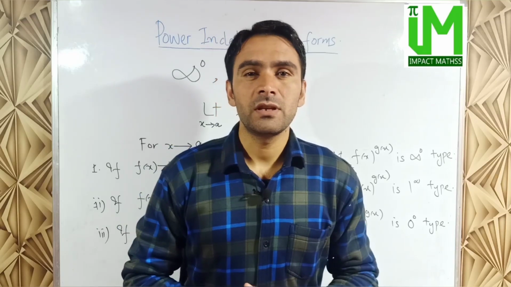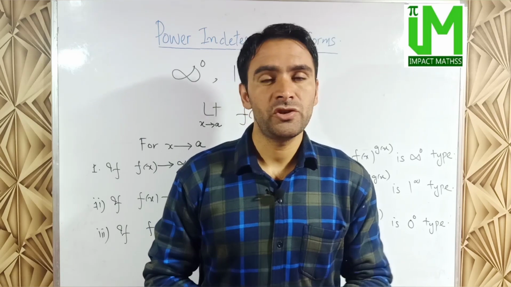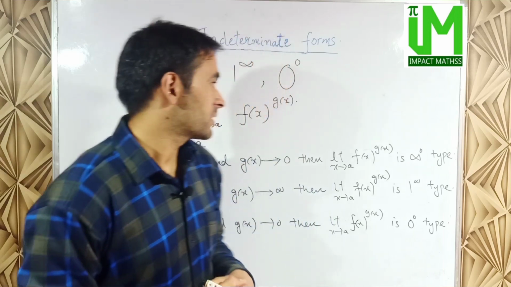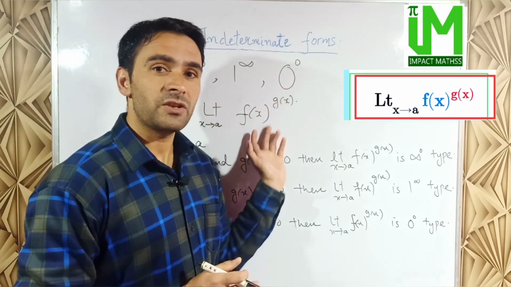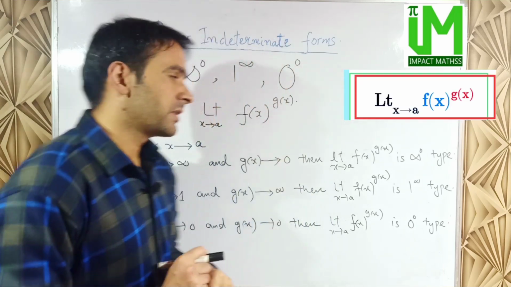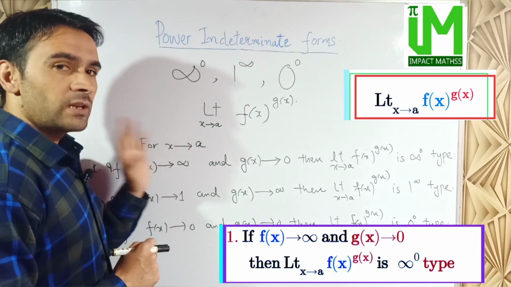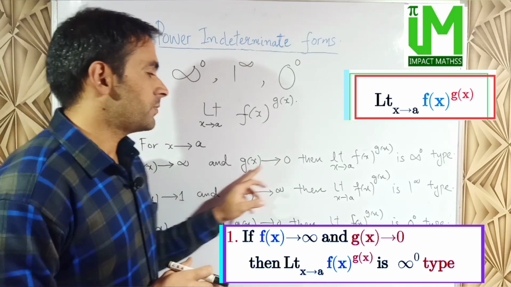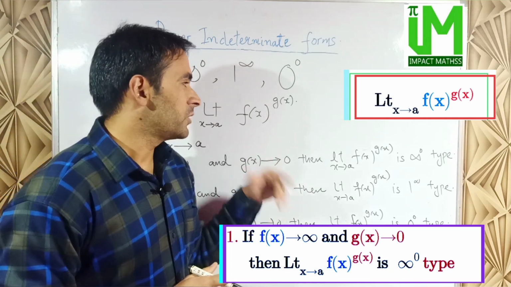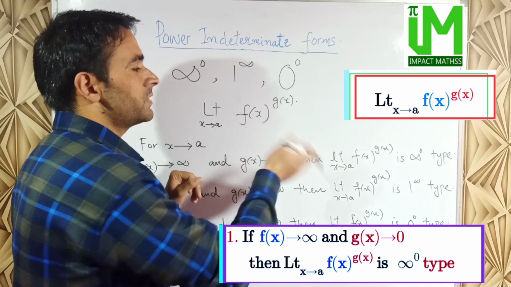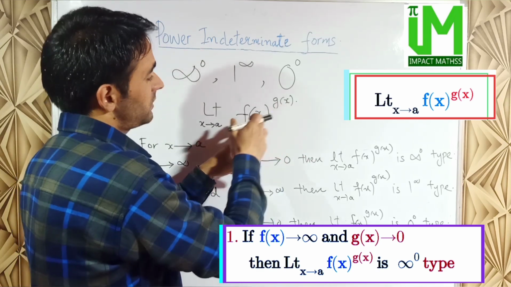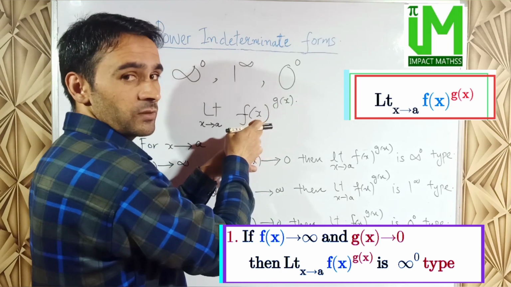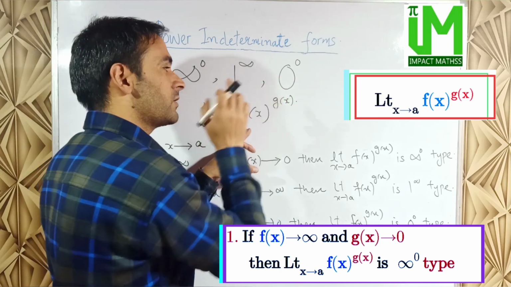Now, किस टाइप की limiting form को हम power indeterminate form कहते हैं? If we are computing the limiting value of the function limit x approaches to a f(x) to the power g(x) such that, number first, for x approaches to a when f(x) approaches to infinity and g(x) tends to 0, then we say this limiting form is of the type infinity to the power 0, because f(x) infinity को जा रहा है and g(x) 0 को. That means this indeterminate form will be called infinity to the power 0.